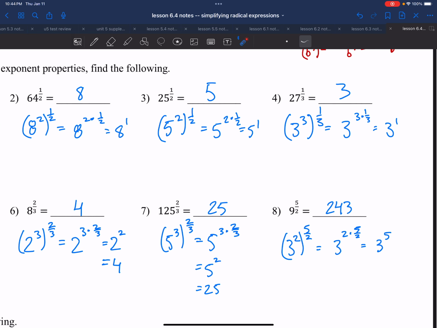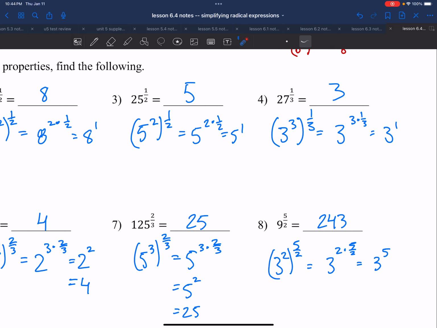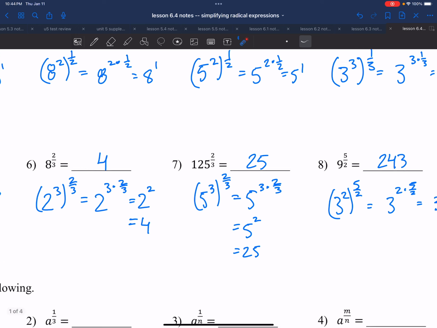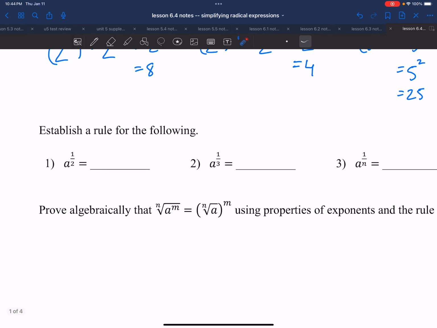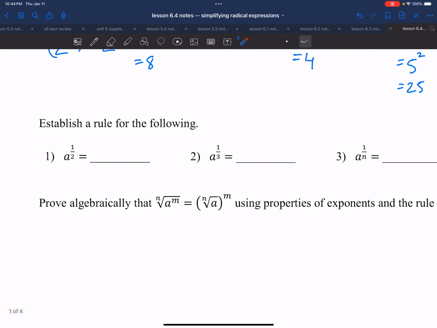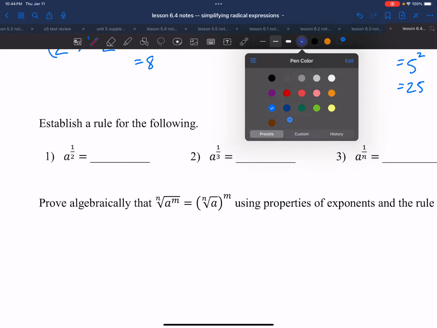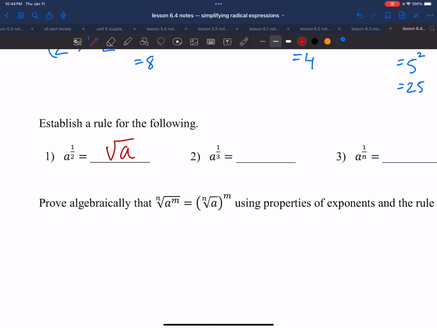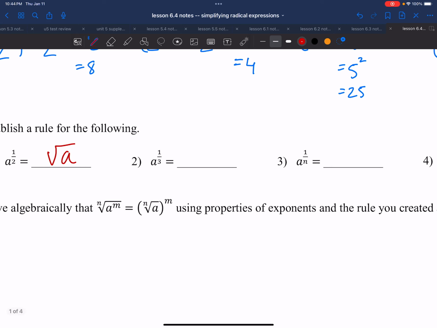And interesting over here, 27, you say, well, that's like the cube root of 27. That gets you 3. Oh, huh. So if I were to establish a rule for the following, a to the 1/2 seems to be, I'm going to switch back to red here, the square root of a. And a to the 1/3, based off what I saw with that 27, seems to be the cube root of a.